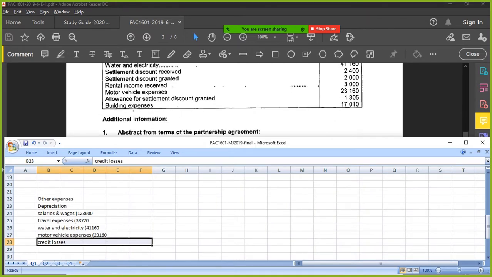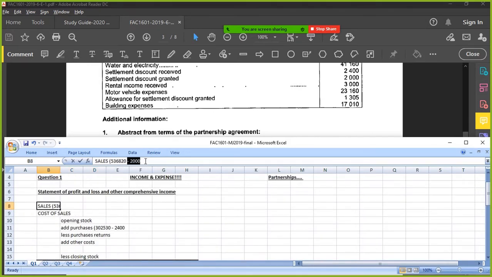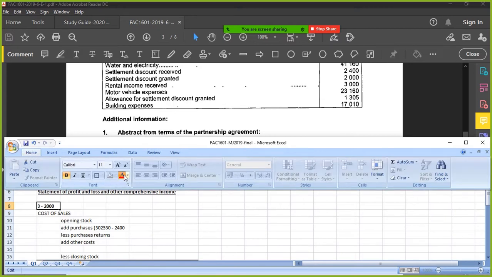But what do they mean by allowance for settlement discount granted? Okay, good point. It's going to be an adjustment for the settlement discount granted. So in other words, sorry, I read that wrong. It should have been allowance for debtors, bad debts. If it was bad debts, it would be credit losses. Because it's settlement discount granted, it's going to affect the settlement discount granted, which is that figure. It's going to make it go up or down.